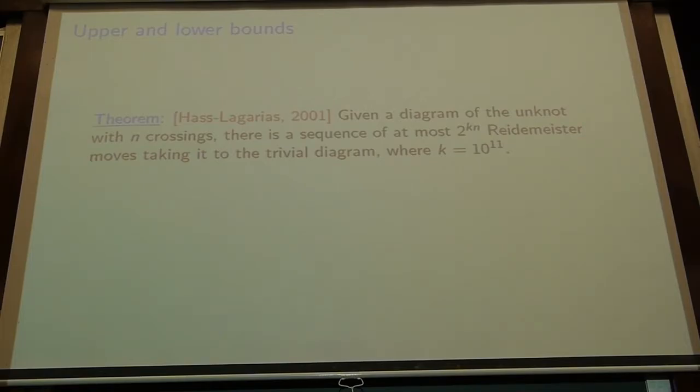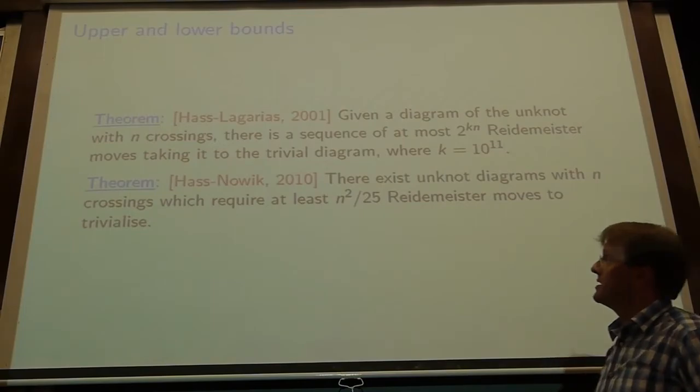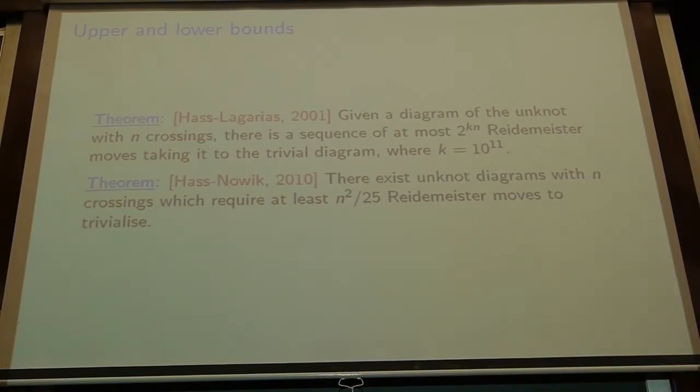What about lower bounds on the number of moves that you need? Well, there's an obvious linear lower bound. If I have n crossings, I'm certainly going to need at least n over 2 Reidemeister moves, because each Reidemeister move changes the crossing number by at most 2. But it turns out you can get diagrams which are more complicated than that, which require more than a linear number of moves. There's a theorem due to Hass and Nowik that says that there exist unknot diagrams with n crossings which require at least n squared over 25 Reidemeister moves to trivialize. It's a quadratic lower bound.